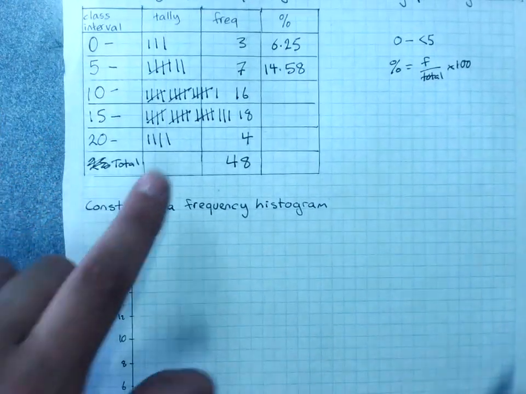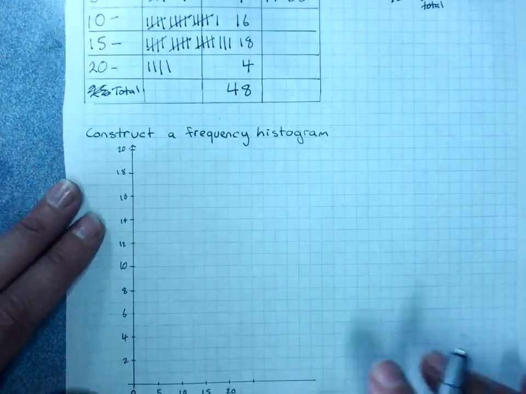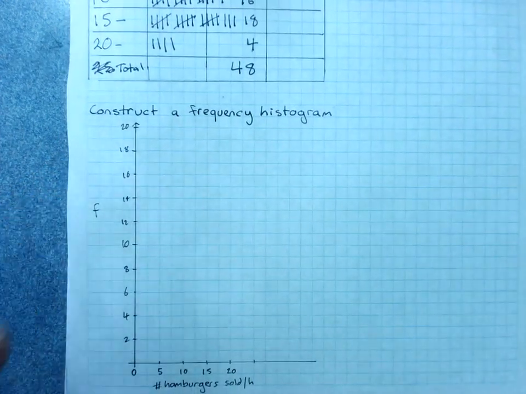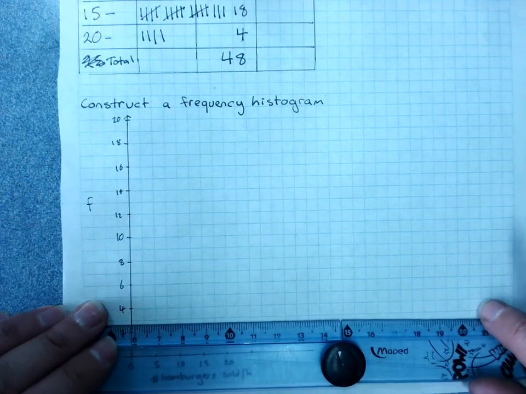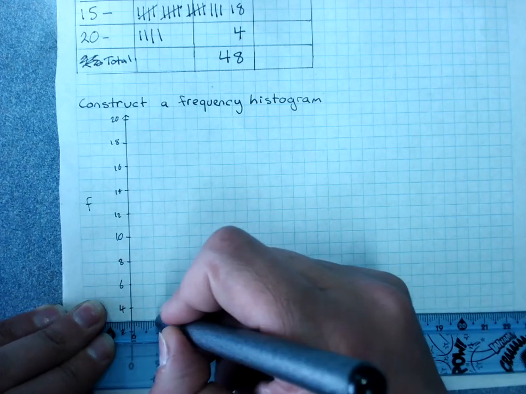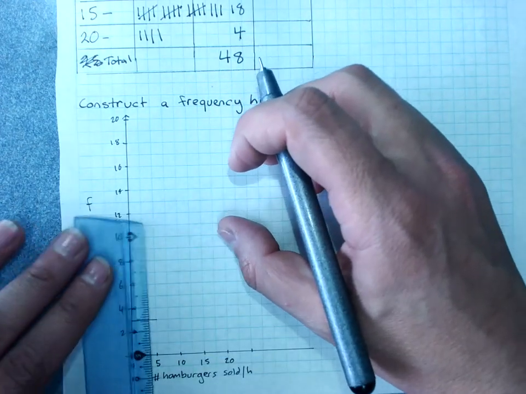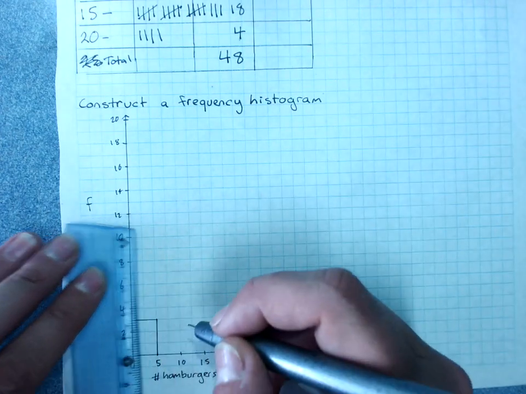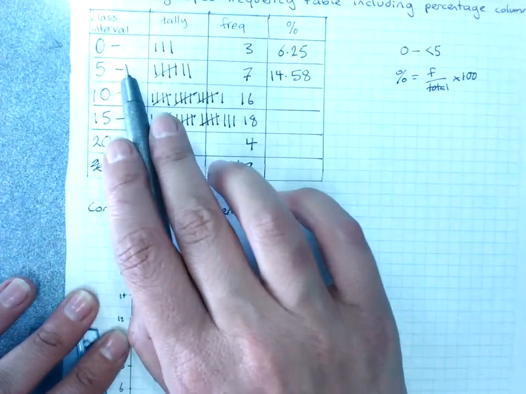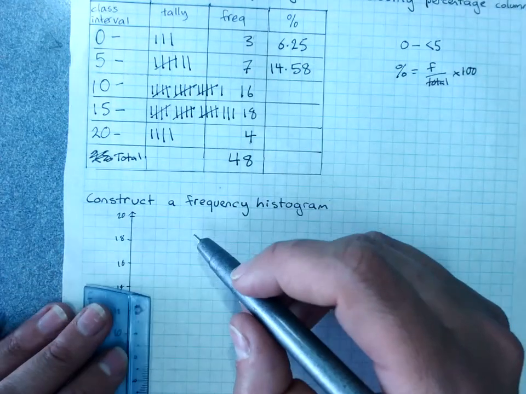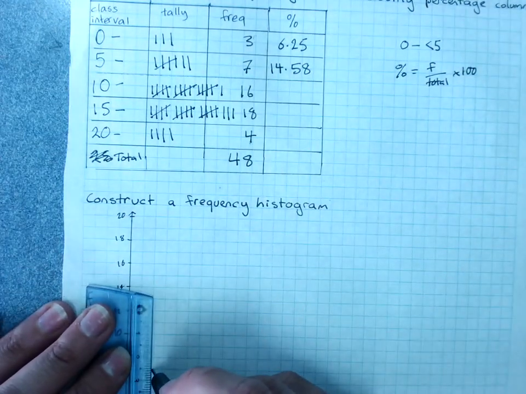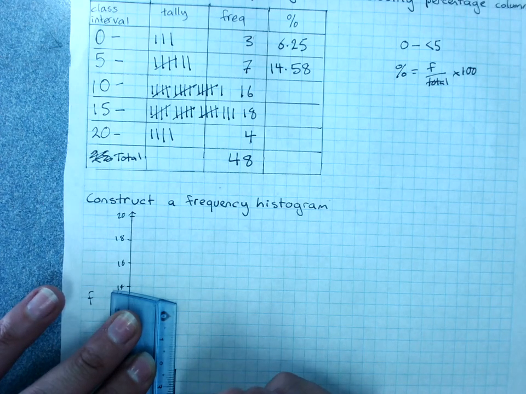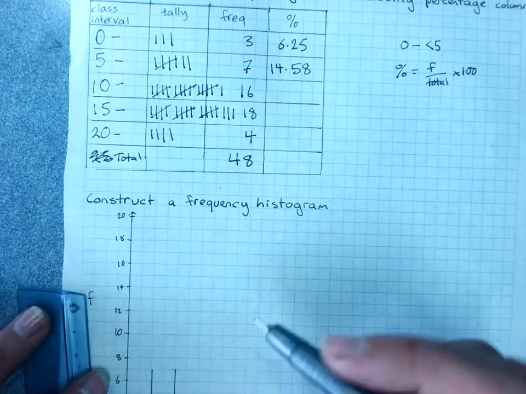and using our ruler, we'll make a column for each frequency. So the 0 to 5 group had a frequency of 3. Stay on the grid lines. Use your ruler. You do not colour in the columns, don't get creative. The 5 to 10 had a frequency of 7. You might find it's easier to do all the lines and then come back and do the tops, I'm not sure.